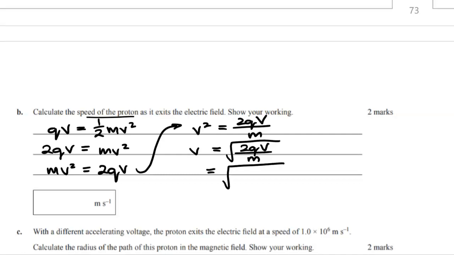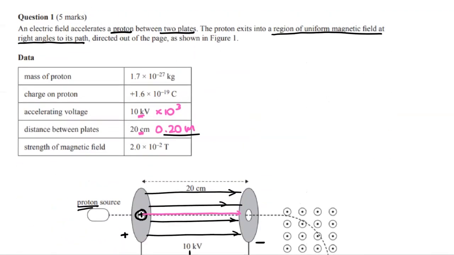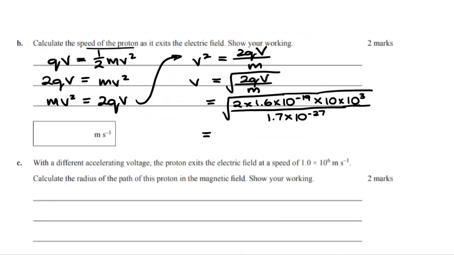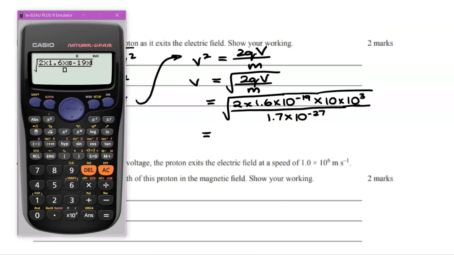So now let's substitute. We've got 2 times the charge on a proton, which is 1.6 times 10 to the negative 19. And we've got that voltage is 10 times 10 to the 3. Could have written that as 10 to the 4. And the mass of the proton, I've forgotten, let's double check it. Mass of the proton is 1.7 times 10 to the negative 27. Okay, let's pop that in. So that is a pretty big number. Let's put it into scientific mode. So we get, if we do it to 2 sig figs, that seems appropriate, 1.4 times 10 to the 6.